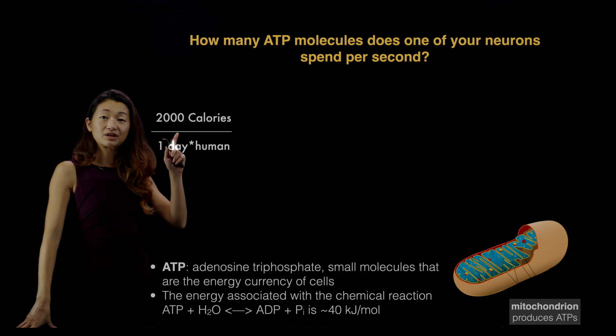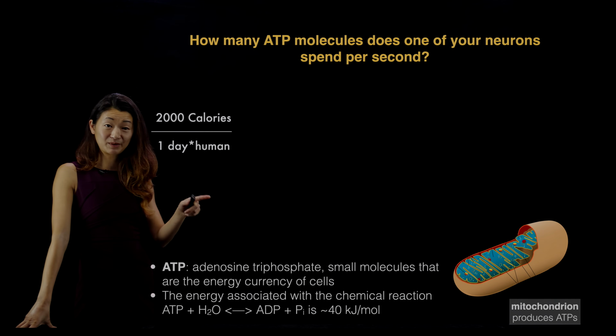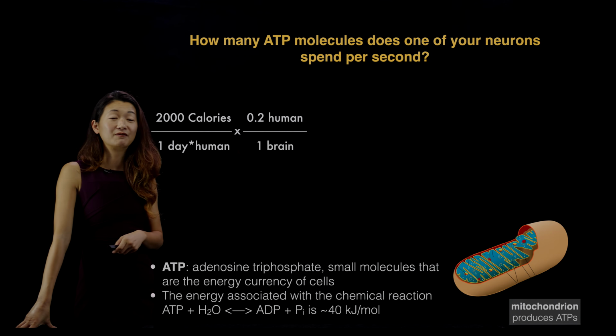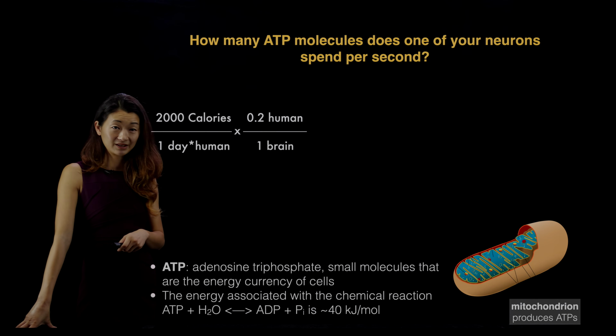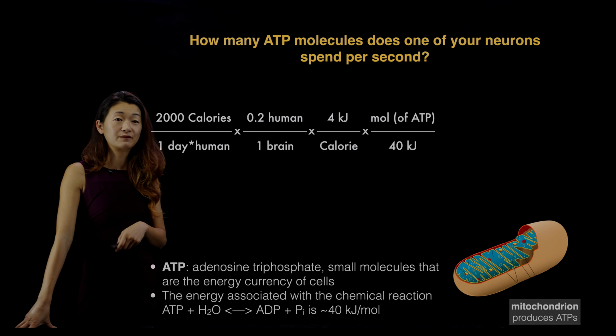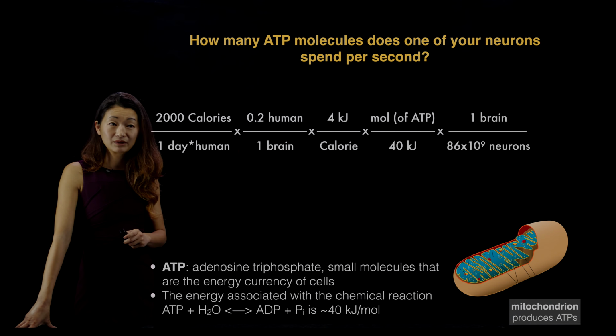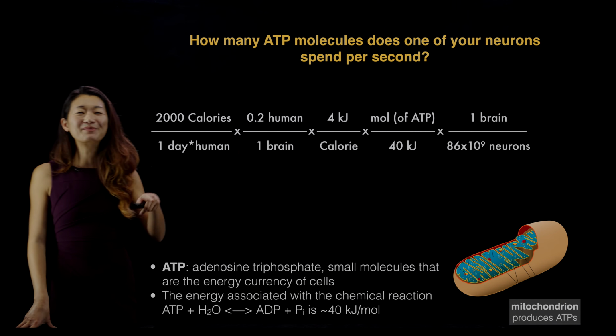So we're going to start converting the calories per day humans use, and we're going to convert it into 20% of those calories goes into running your brain. And we're going to convert calories into kilojoules into moles of ATP. We then multiply by Avogadro's number to get the number. That's the number of neurons in your brain.